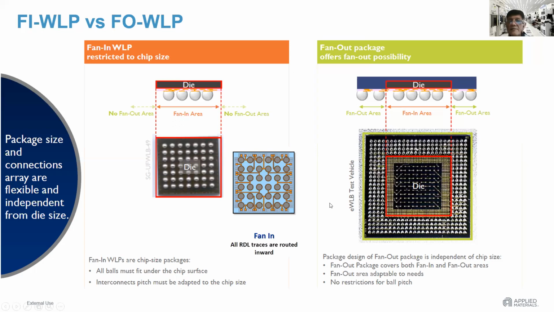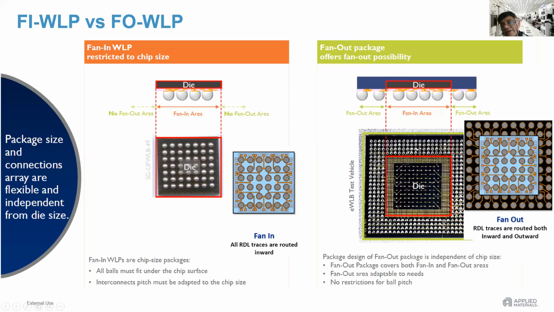And this is interesting. So the single message here is, in fan-out, the redistribution line traces are routed both inwards and outwards as may be required to create a logical, sensible, manageable solder ball grid array at the output.